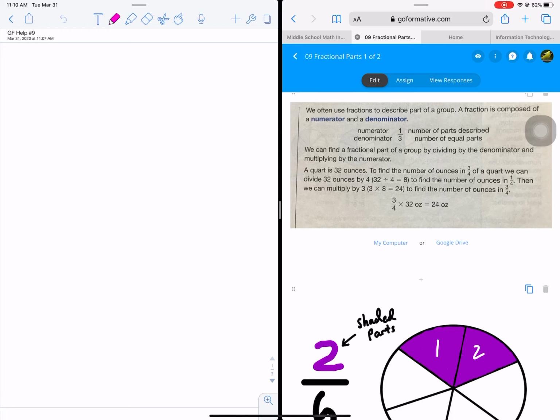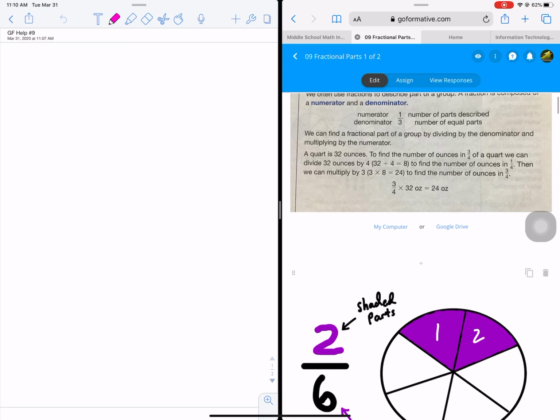Let's start. On my screen right now, you can see I've got the left side here. I'm going to take some notes. On the right side, I've got the actual GoFormative pulled up. And for you at home, you can watch this video and then go back into number 9 and do that as well. Or side by side, like have it up on your Chromebook and then watch the video on your phone, however you want, if you have two devices.